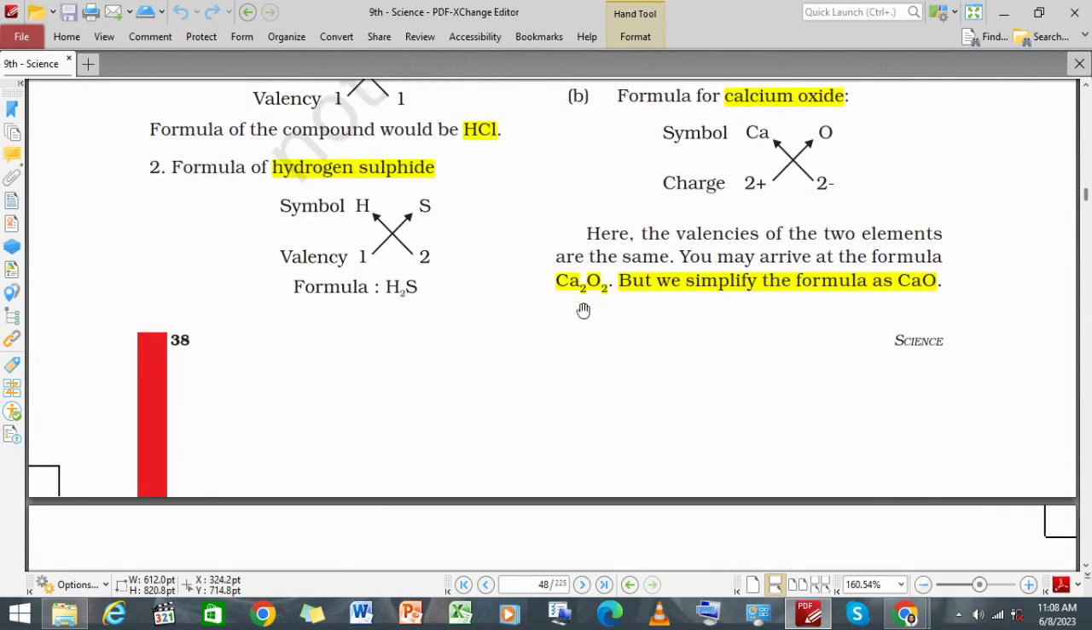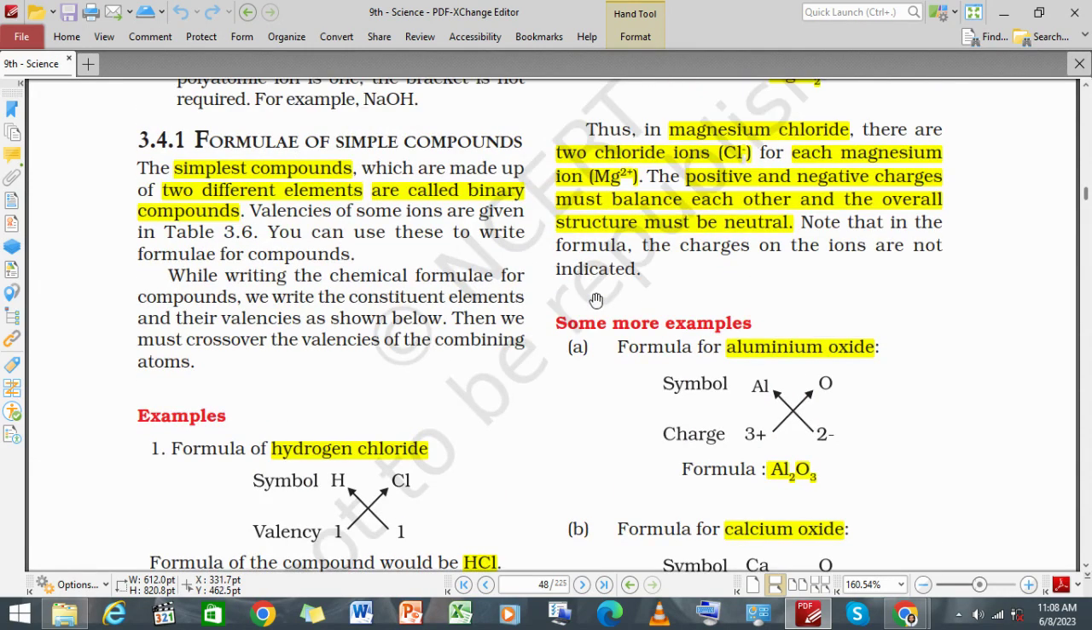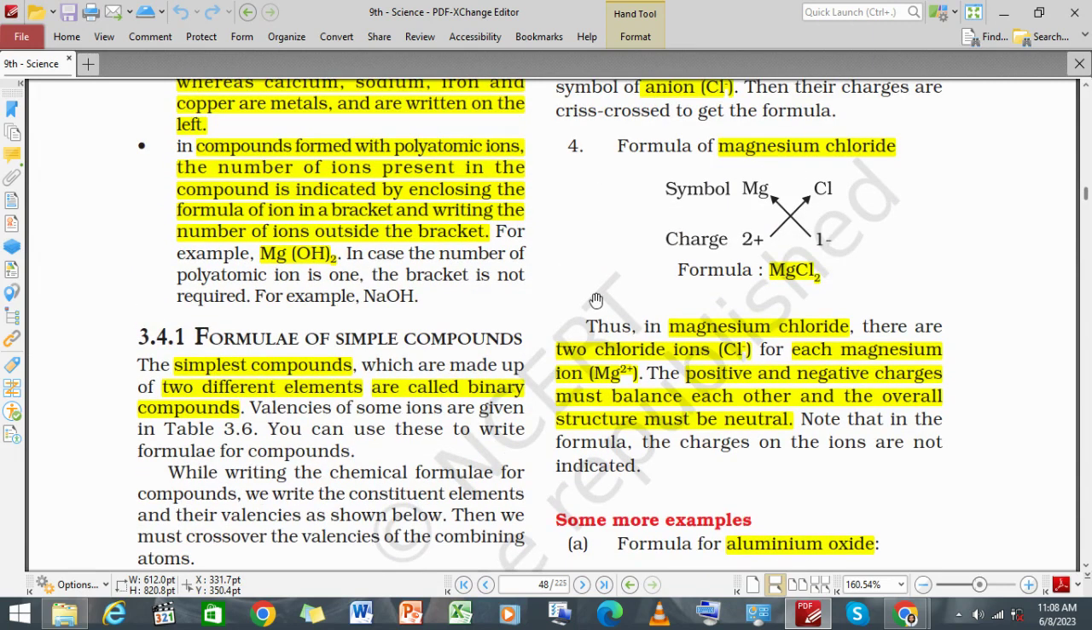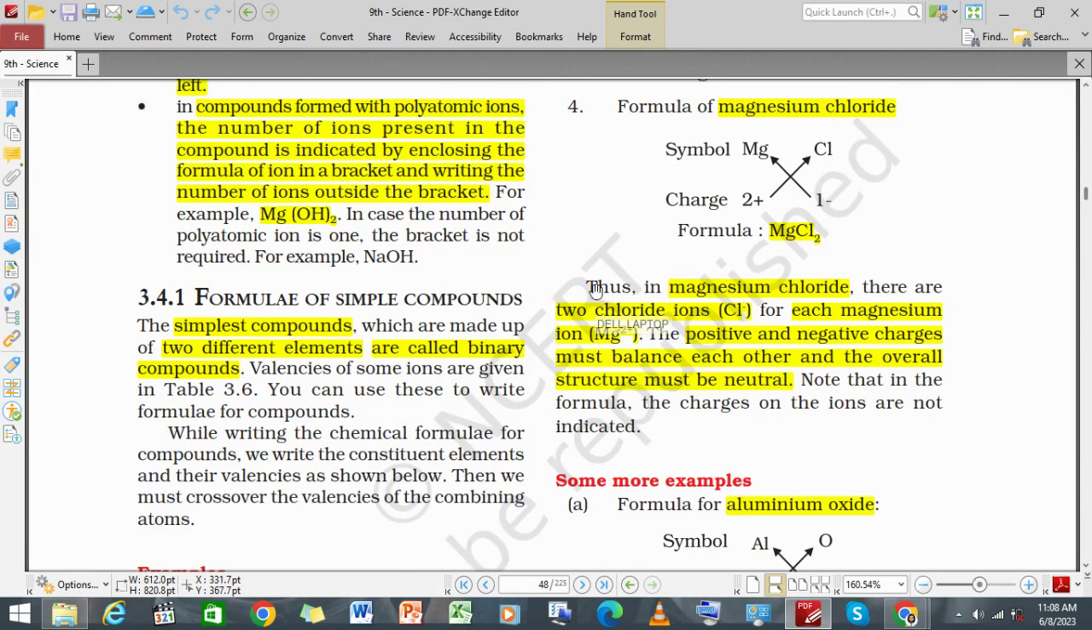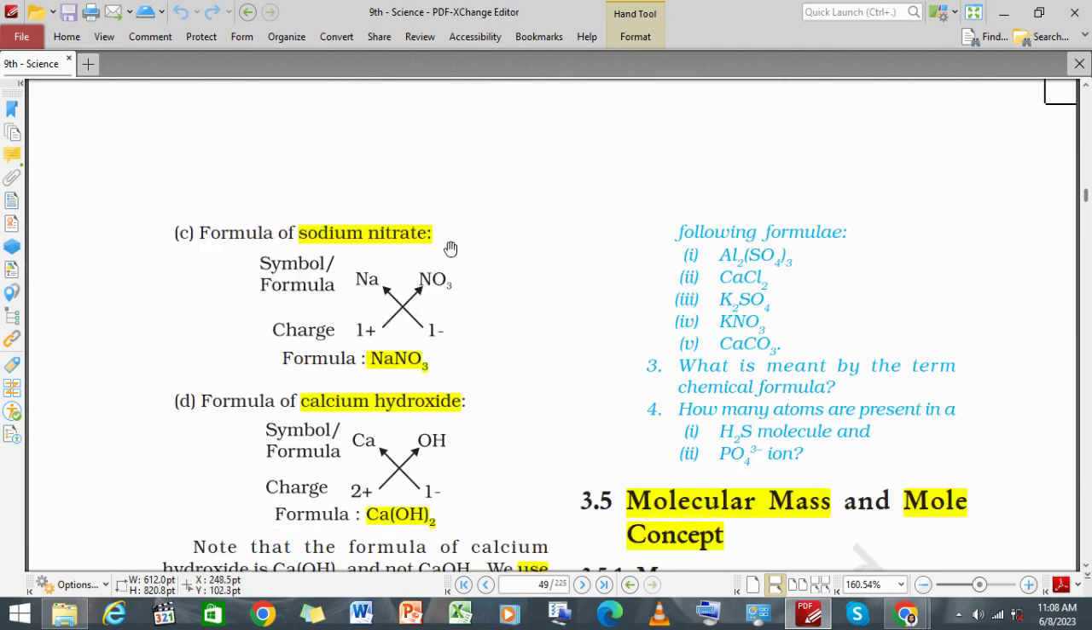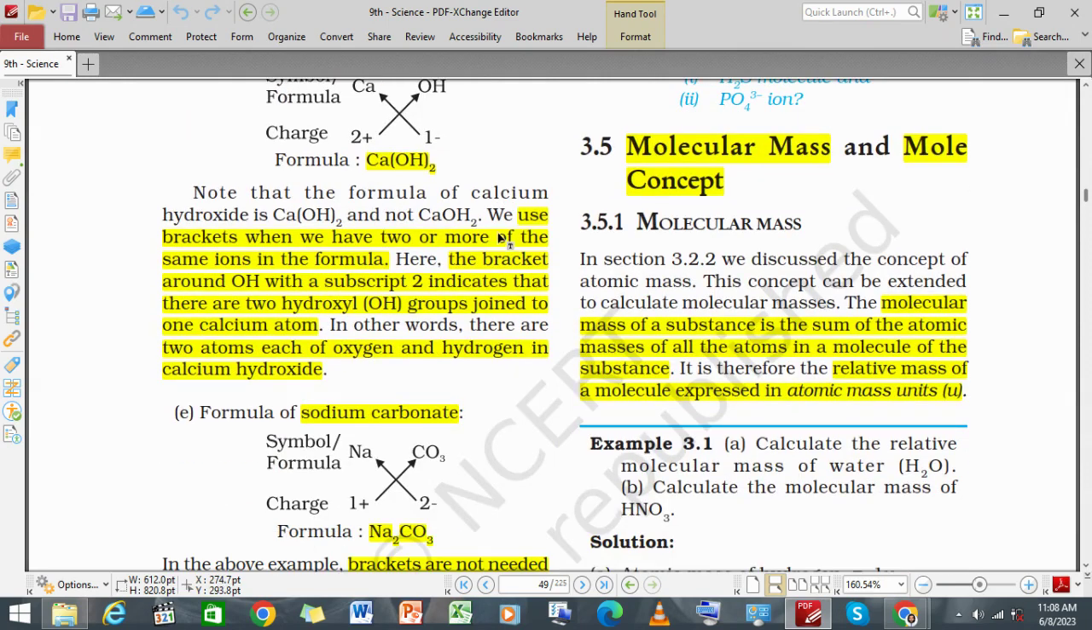The formula is CaO, but if we balance it out, both Ca2+ and O2- have two charges, and we can say that they both cancel and CaO is used. All right, both charges are there, O2- and Ca2+, so both will get cancelled. It will be neutral. All right.